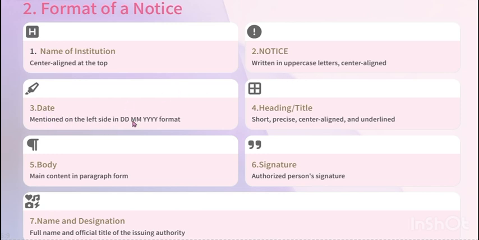The date should be on the left hand side, and please write the complete name of the month. Do not end up writing an abbreviation like SEP for September. Please write the complete spelling, followed by the title or heading. It should be short and precise. Again, it should be centrally aligned, and make sure you underline it. How long should your heading be? It should not be more than 5 words, so it should be between 2 to 5 words, followed by the body.